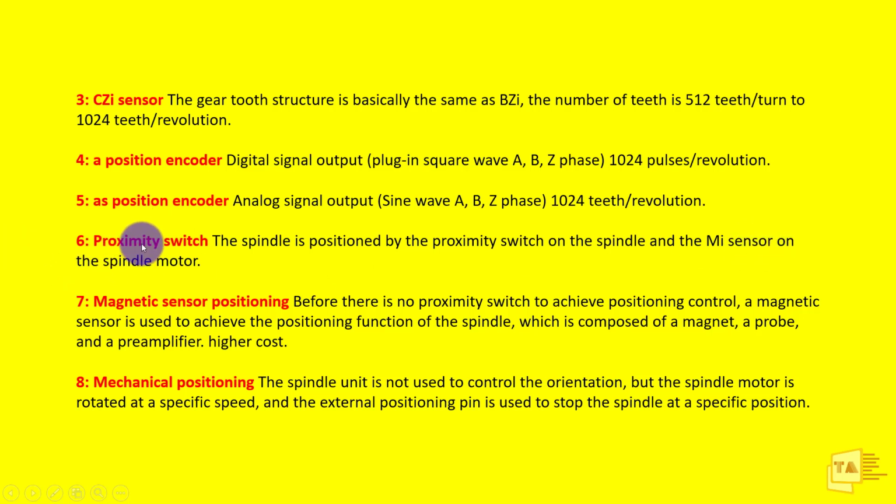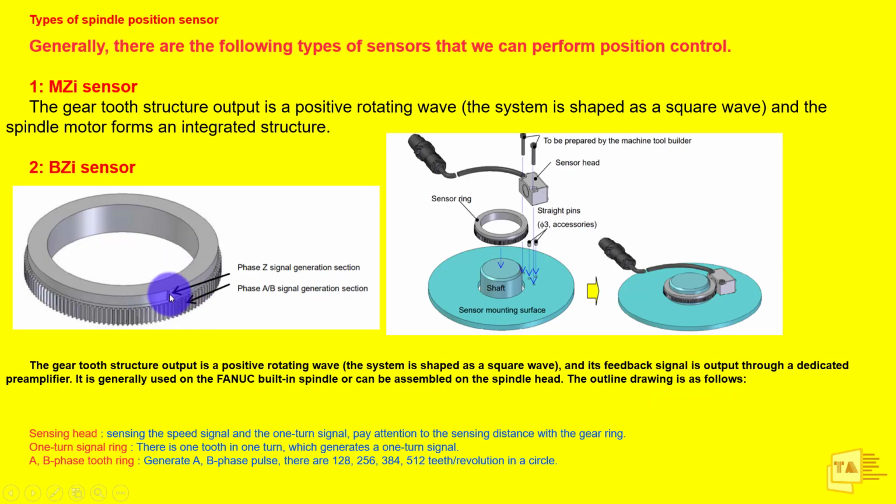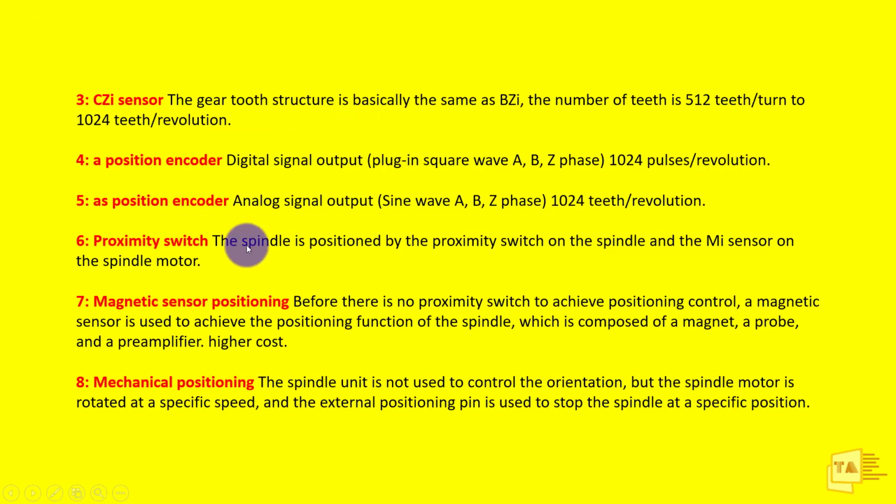See, the spindle is positioned by the proximity switch on the spindle and the MZI sensor on the spindle motor. So the proximity switch is also used for spindle orientation. Like here we have seen the phase is at one tooth. So like that we can position the spindle using a proximity switch. And magnetic sensor positioning also, but it is very high cost. In this arrangement we have a magnet, probe and preamplifier. So using this we are able to position the spindle.